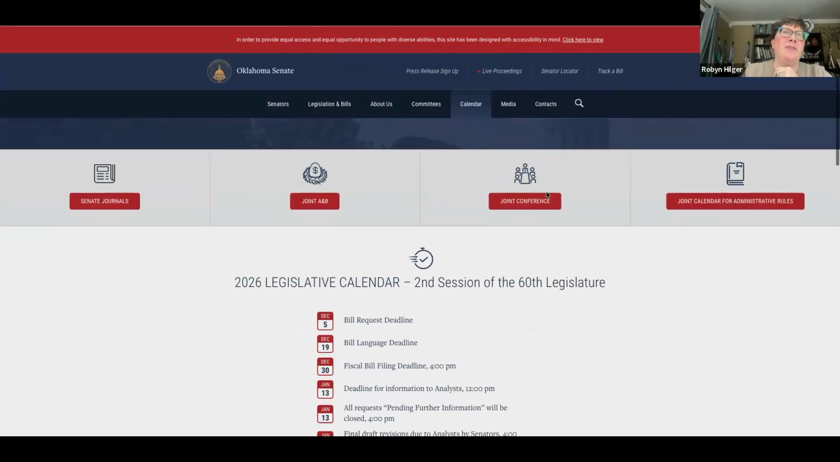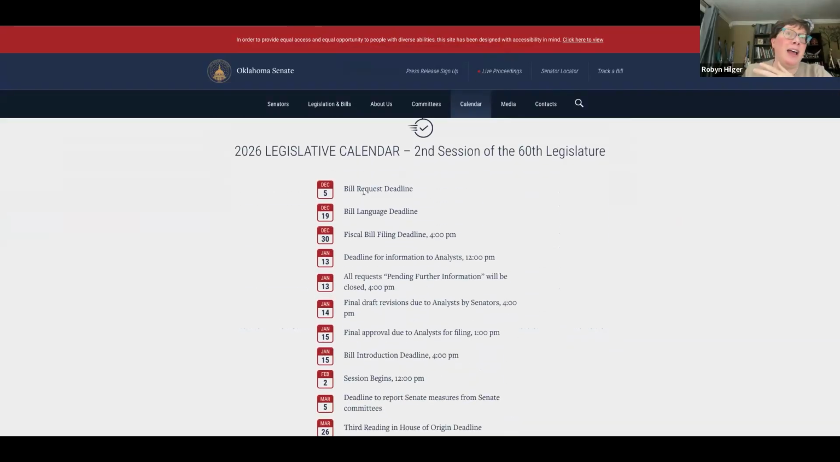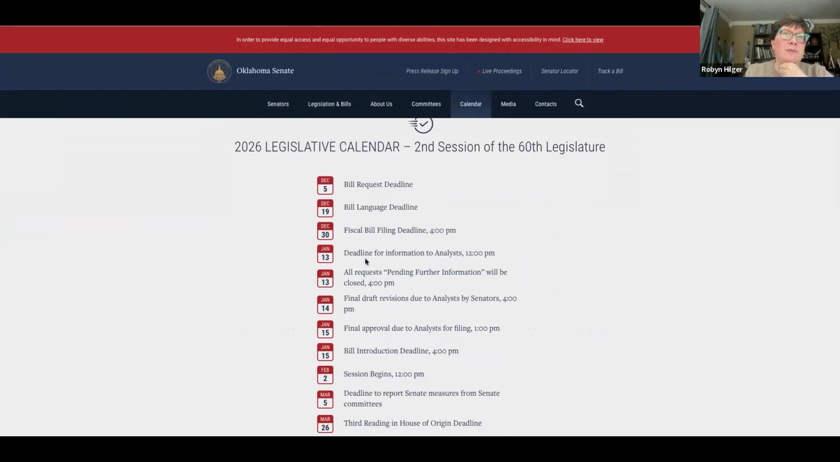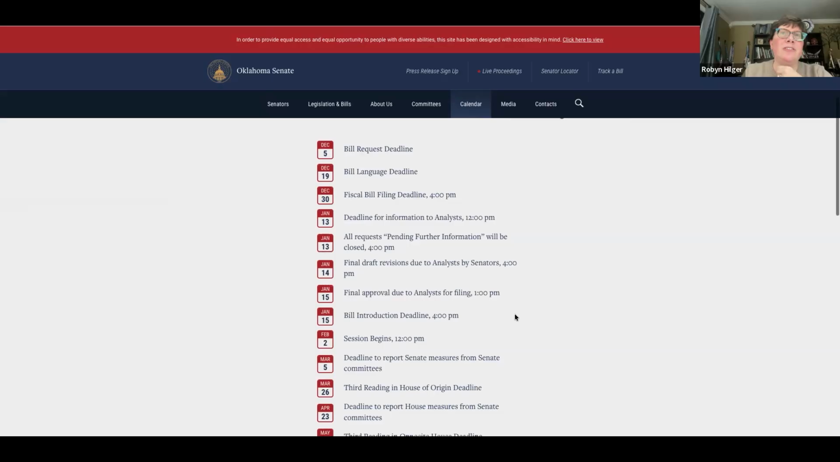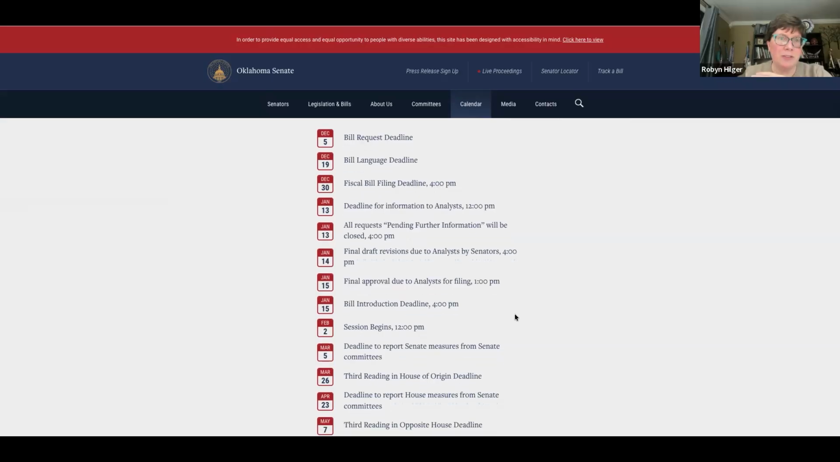But the calendar already will tell you, for us, bill request deadlines, when the information was due to the analysts, when things are happening. So you can see starting way back here in December, things were already happening in Oklahoma. The session cycle runs very regularly, and so once you understand what's happening in your state, you really can predict what part of the process you're in.